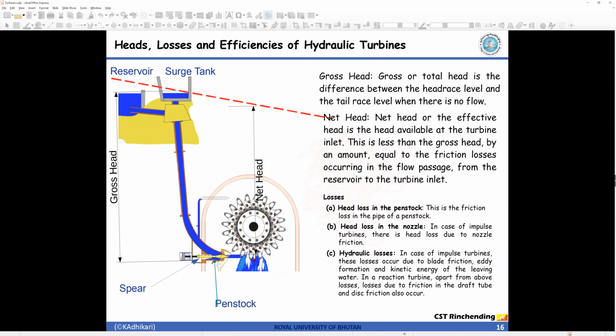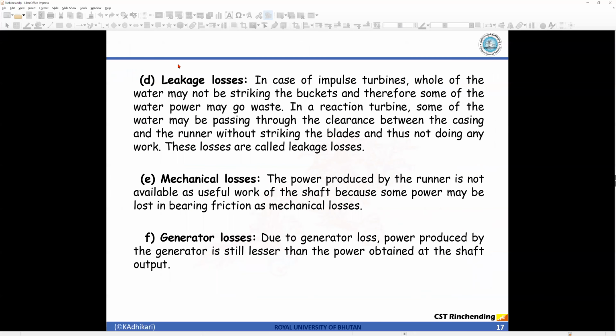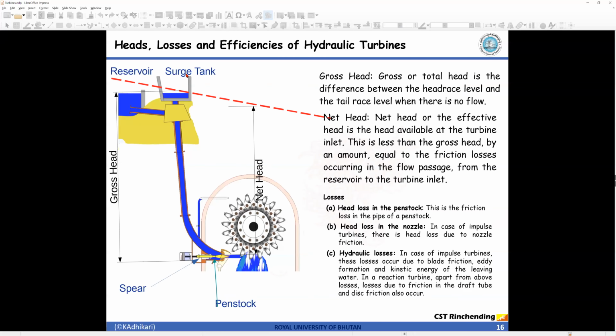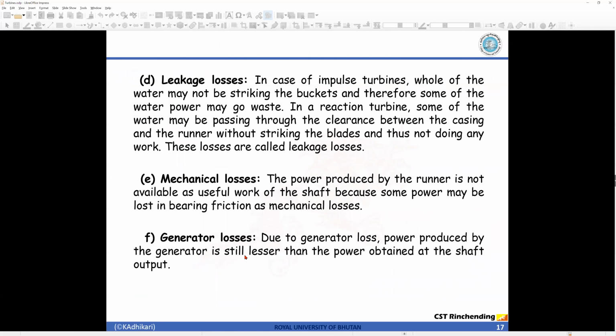When it strikes, there could be some shock, and there could be some losses. So these are the hydraulic losses. For the leakage loss, in our previous slide, when water strikes this vane, there could be some portion of water which may not strike, so we can call this leakage losses.